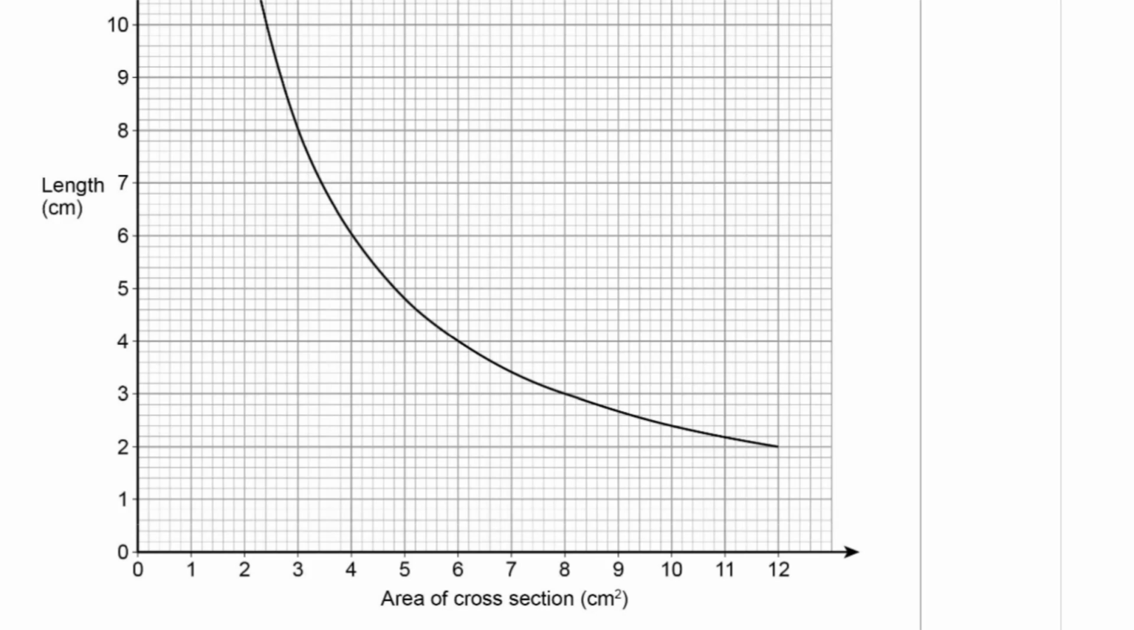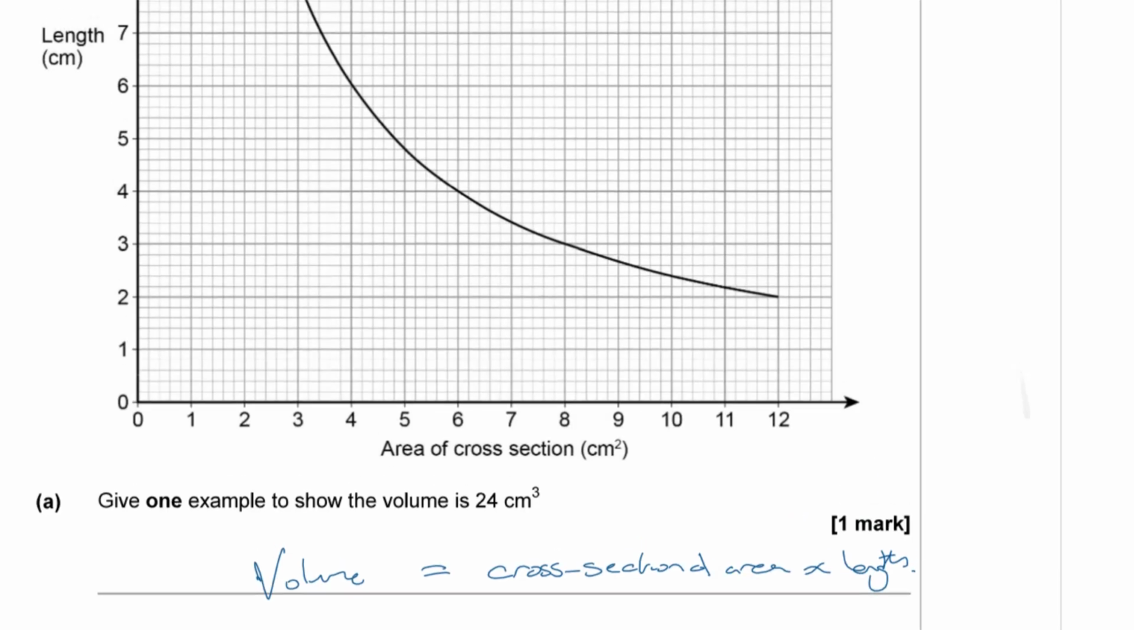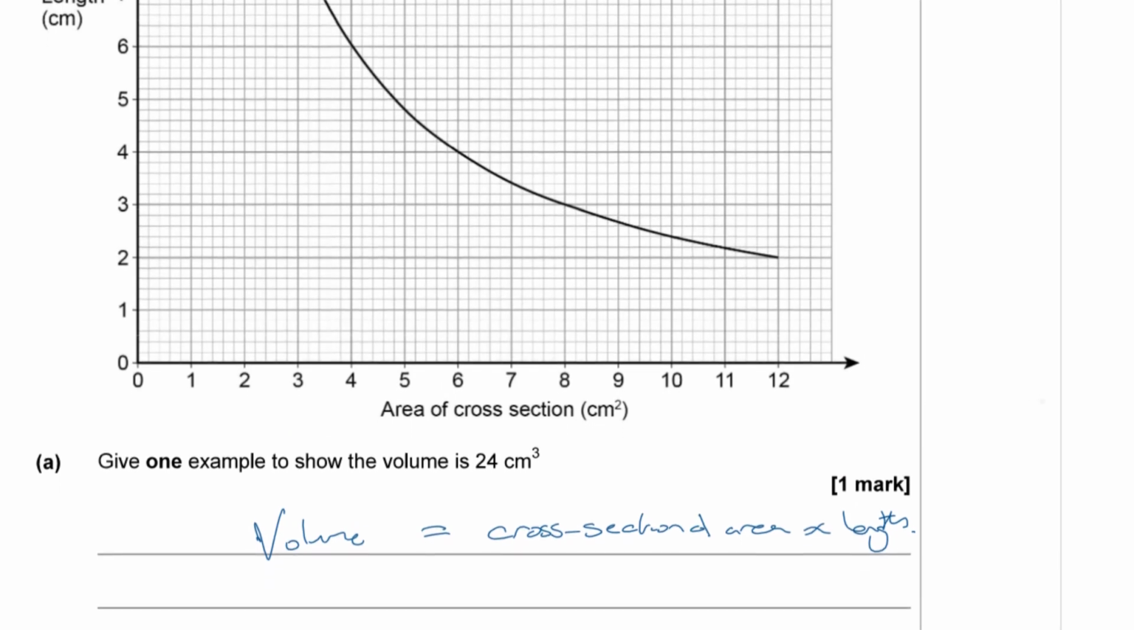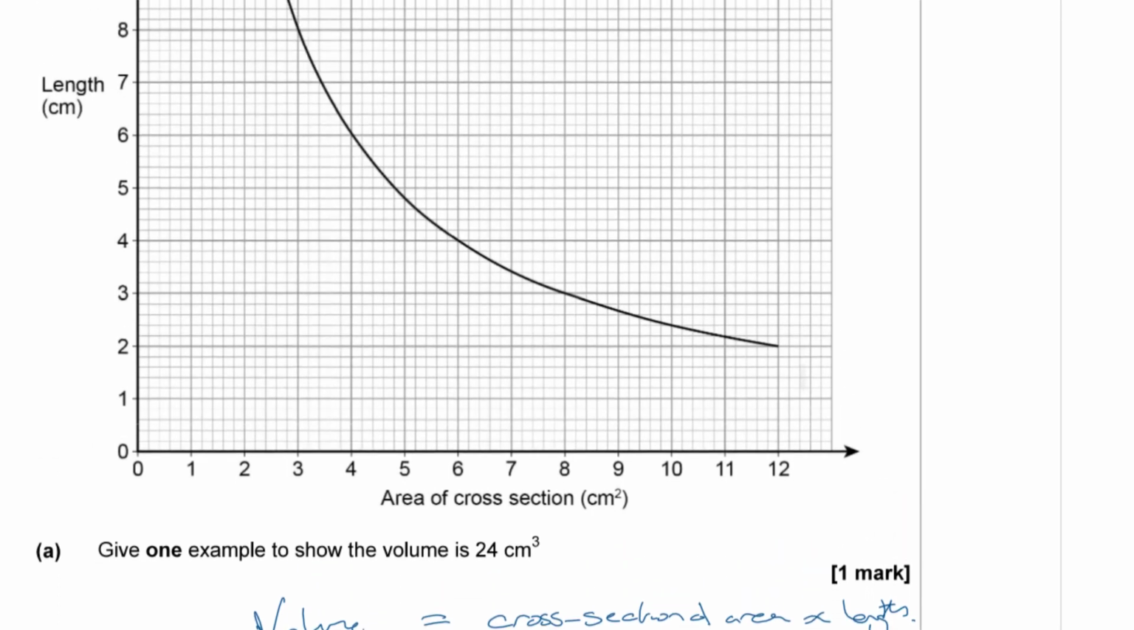Okay, so let's just pick any value on here. So the volume of a prism is given by its cross-sectional area times its length. So we basically need to take a point on this curve, work out the two values and multiply them together, and that should give us the volume.